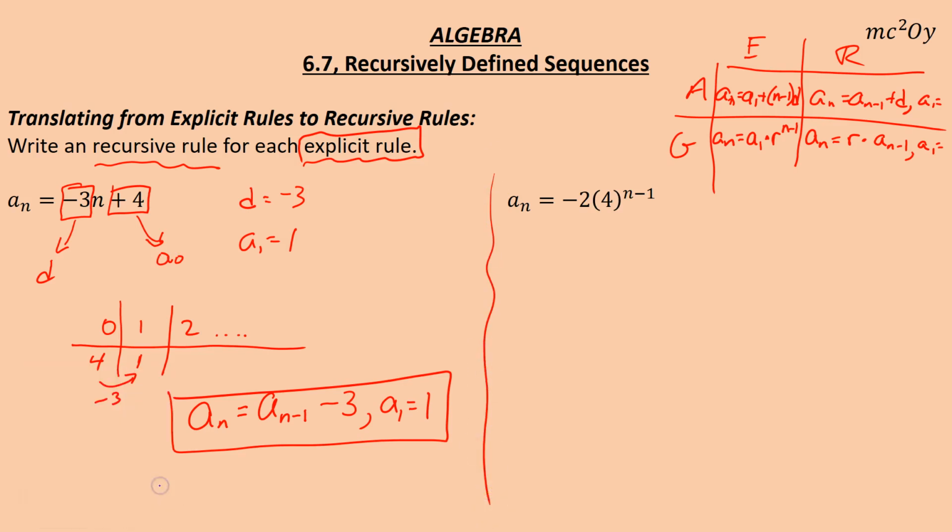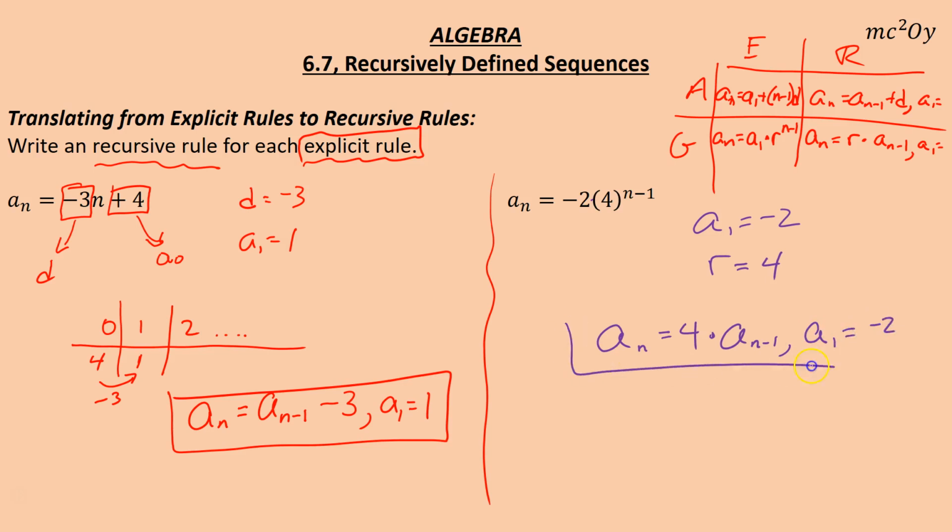Okay, just to add color to our life, we'll switch it up there. Hey, this one is multiplying. Okay, so it is an explicit rule for geometric. And notice a sub 1 is listed first, so a sub 1 is negative 2. r is our power we're raising to the n minus 1, so r is 4. And so writing this out, a sub n is equal to r, 4, times a sub n minus 1, excuse me. And then we need to list a sub 1 is equal to negative 2. That's where we start our pattern at.